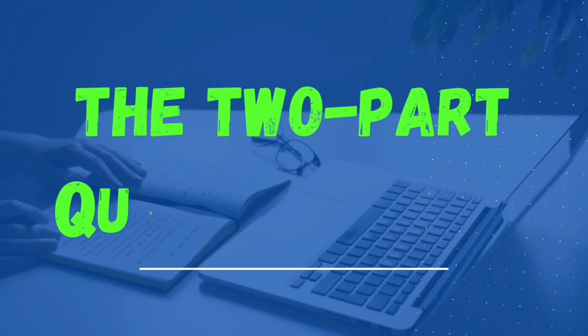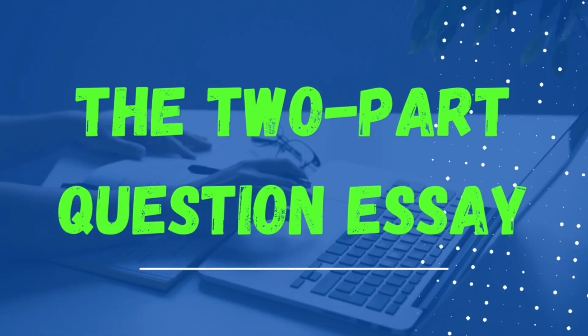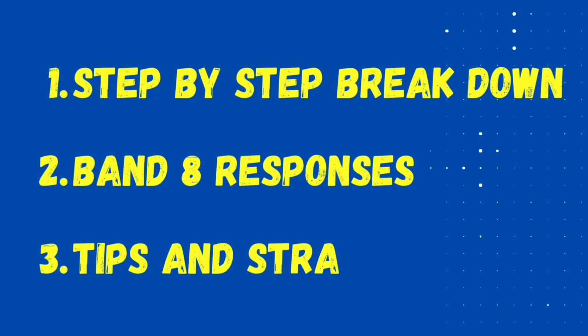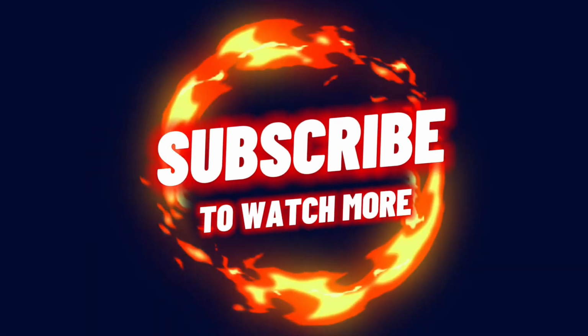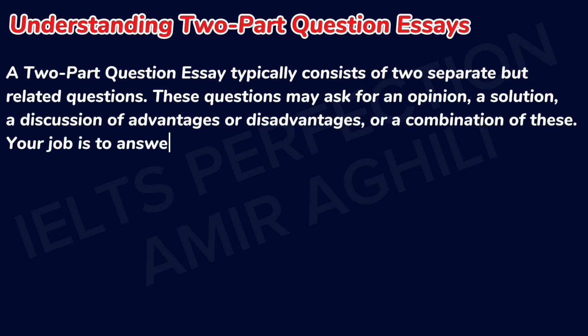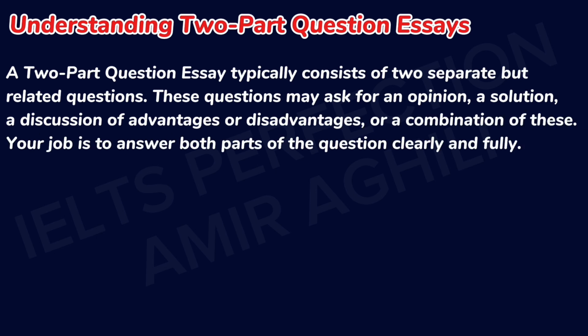Today we're tackling the two-part question essay in IELTS Writing Task 2. I'll provide you with a step-by-step breakdown of this essay type, band 9 sample responses, and tips and strategies. Let's get started. A two-part question essay typically consists of two separate but related questions. These questions may ask for an opinion, a solution, a discussion of advantages or disadvantages, or a combination of these. Your job is to answer both parts of the question clearly and fully.